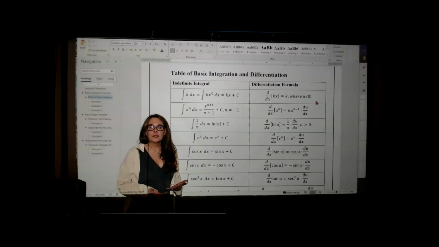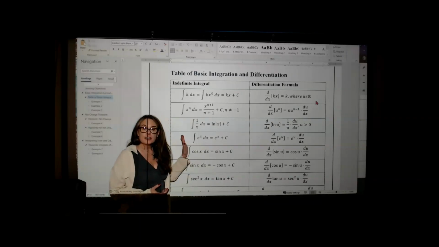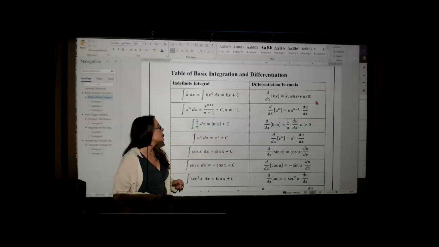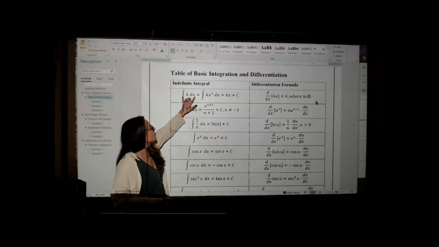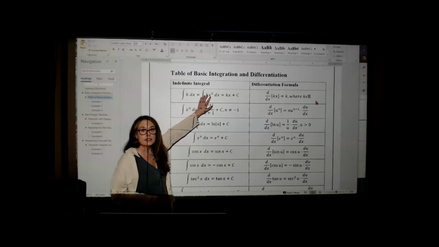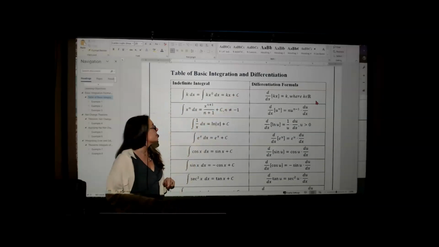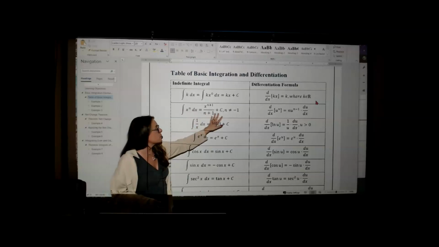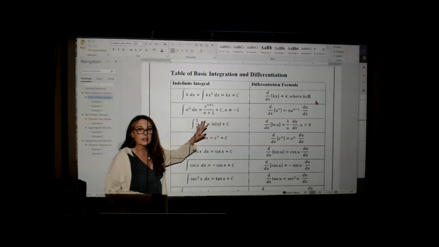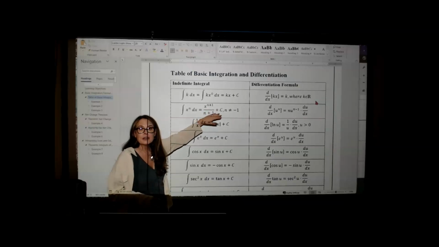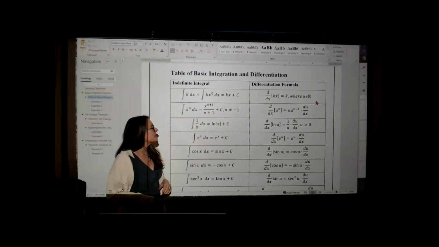I've again reproduced the table of basic integration and derivatives that I first showed in the antiderivative section 4.10. Again, if you integrate a constant, you can think of it as the constant times x to the 0. So you get the constant times x up to the constant of integration. The second row gives us the power rule for integration. Add 1 to the power, divide by the new power. Don't forget the constant of integration.